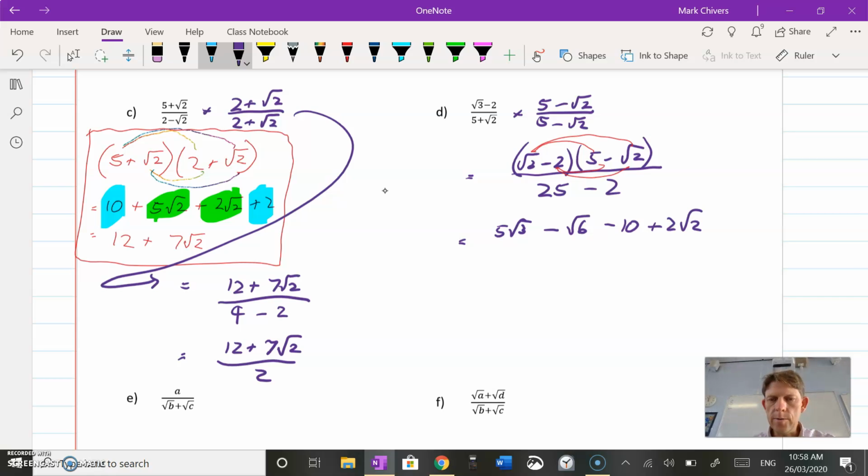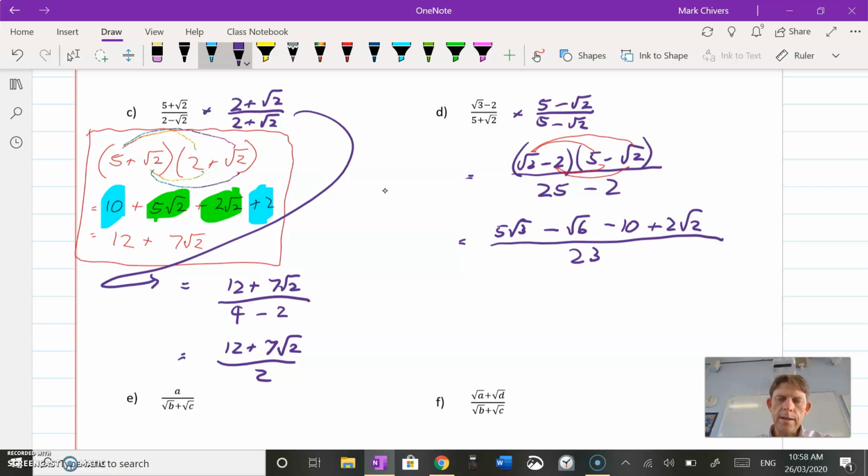I've got no like terms there. I've got something expressed in terms of root 3, something expressed in terms of root 6, and something else expressed in terms of root 2, and then I also have a rational number. I can't simplify that any, so as messy as that looks, that's as clean as it's going to get. And then finally I'm going to end up with 25 minus 2 on the bottom, so that's going to be 23. And that's it. That's as far as that one can go.